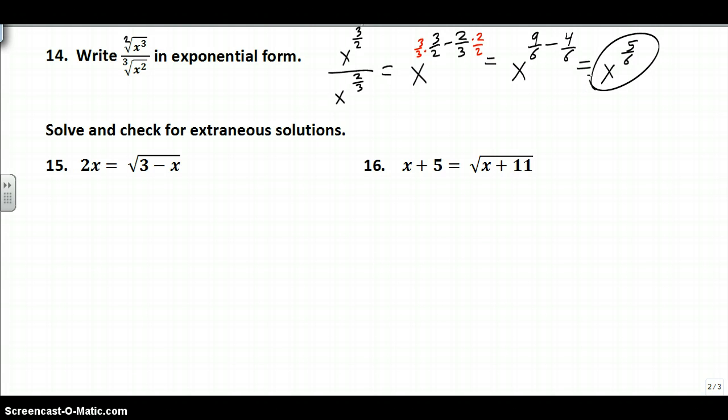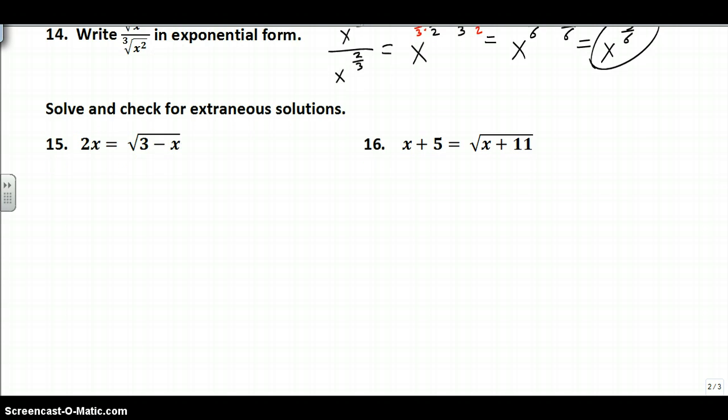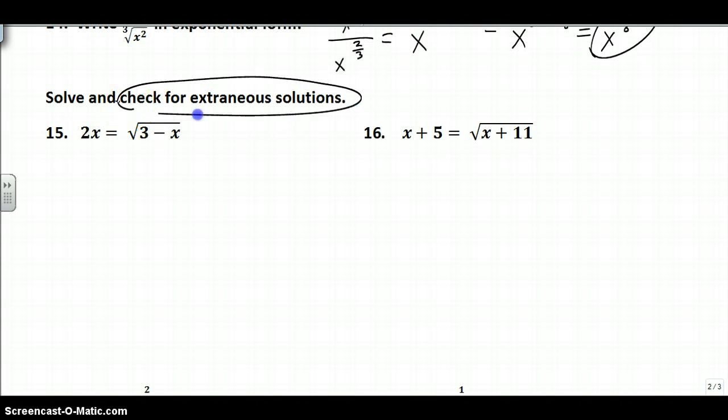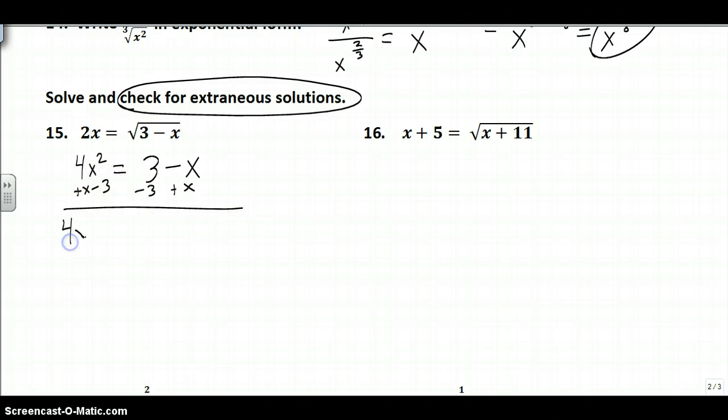Number 15, these are all just solving. Big thing, check for your solutions. Okay, make sure they work. This one you have to square both sides. Make sure you square the 2 as well. Of course, when you square, the square root goes away. But you have to be equal to 0 before you start. So we have to add x and subtract 3 in the same step. Anyway, you get 4x squared plus x minus 3 equals 0.